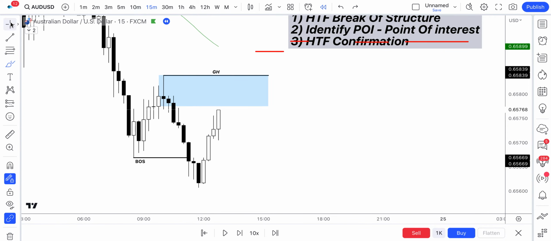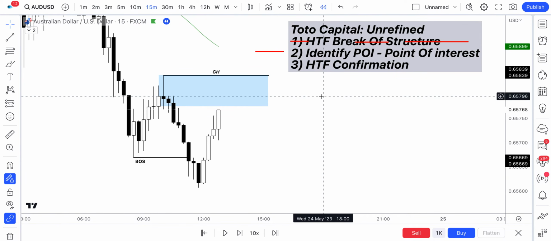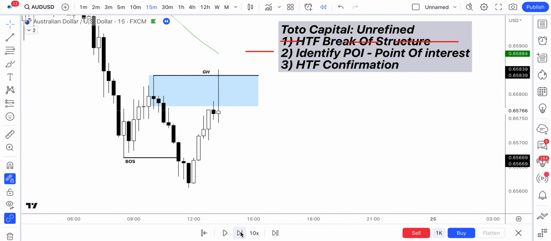So that's why it's very important to use these concepts, okay? Because it gives you the best chance of success, the best probability of success, okay? So price comes back into our guarded high, into our POI, our point of interest, okay?